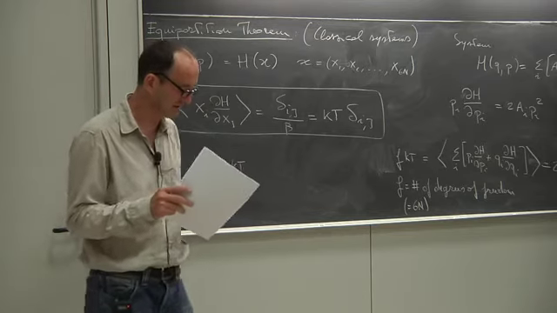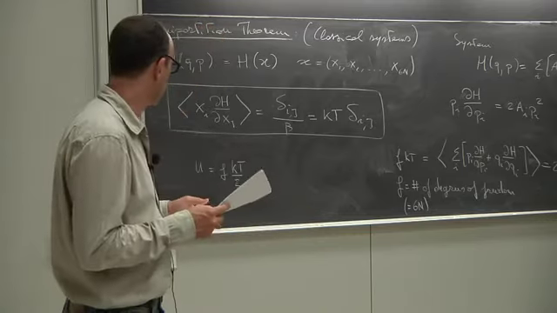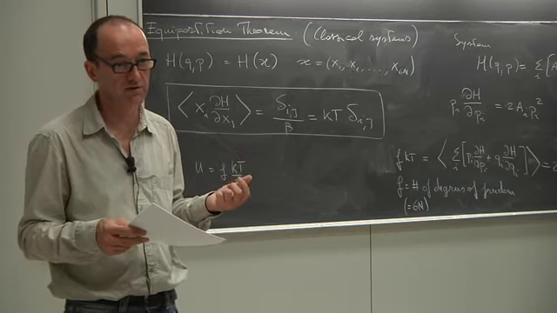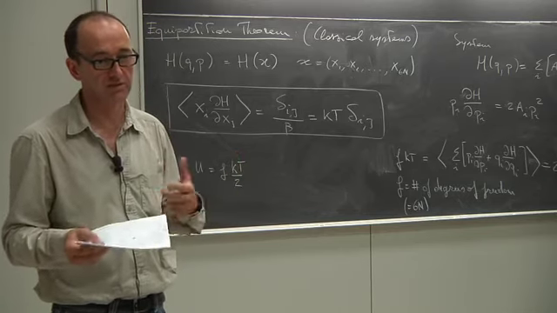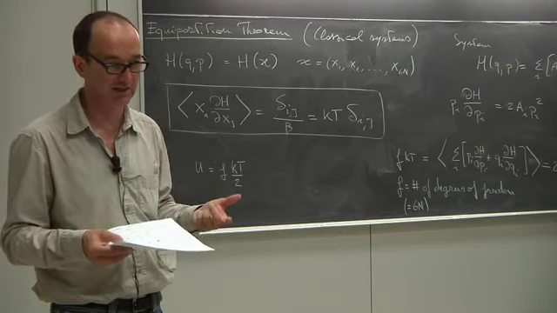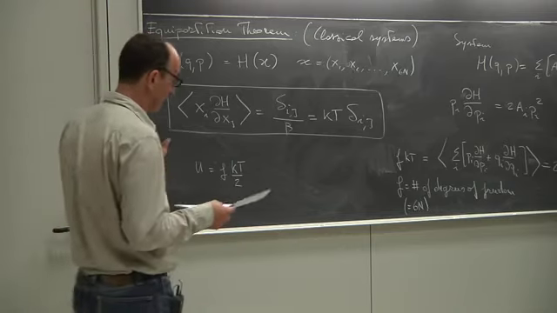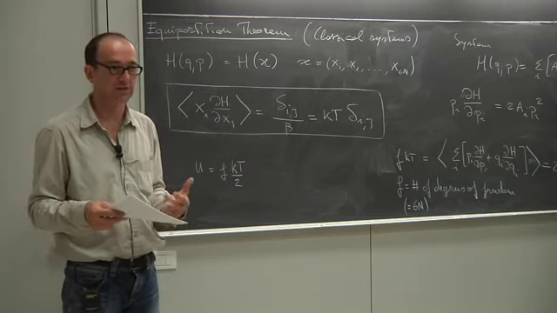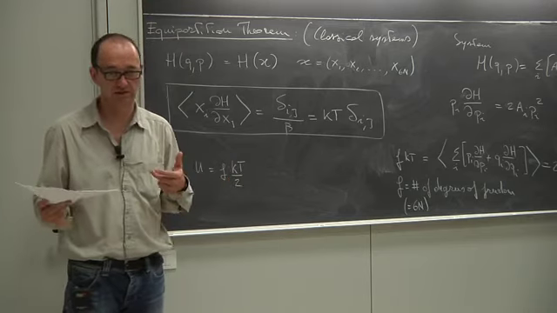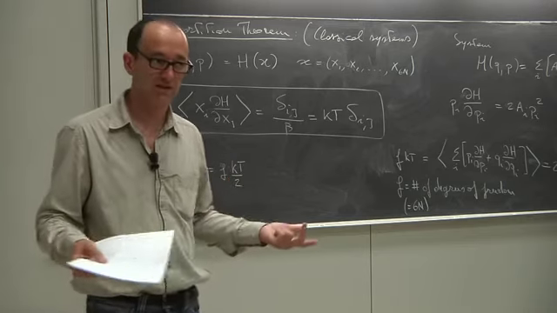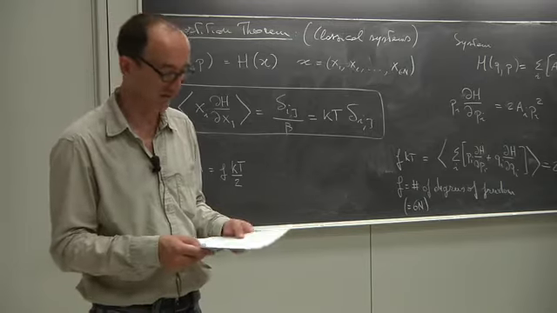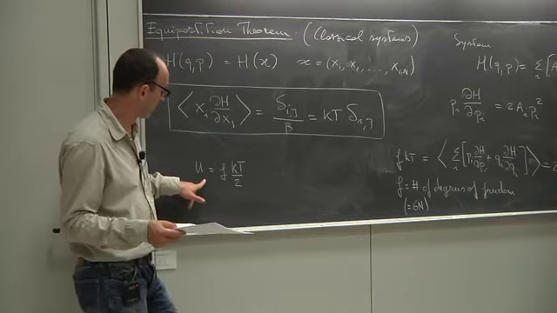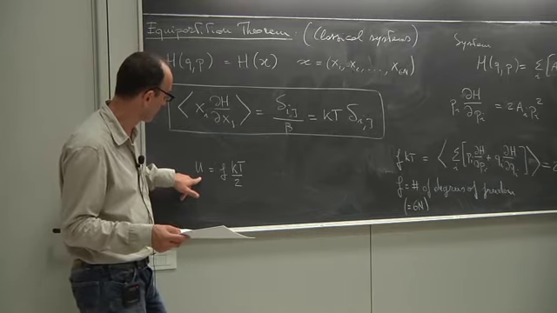For quantum systems, what we will see is that this equipartition theorem is a good approximation at high temperatures, because at high temperature the classical approximation, the classical way of counting microstates, is approximately valid, whereas at low temperatures the way of counting the microstates is not valid.